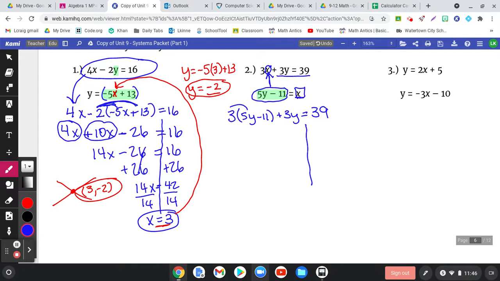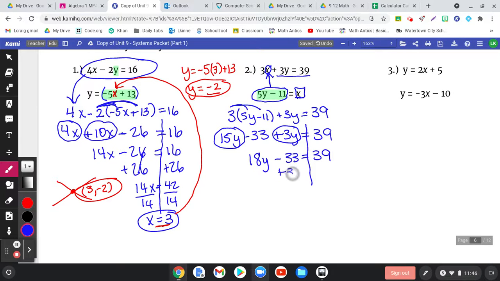So 3 times 5y, 15y. 3 times negative 11, negative 33. Plus 3y equals 39. Just keep bringing everything down. Next, we'll combine our like terms. 15y plus 3y is 18y. Minus 33 equals 39.